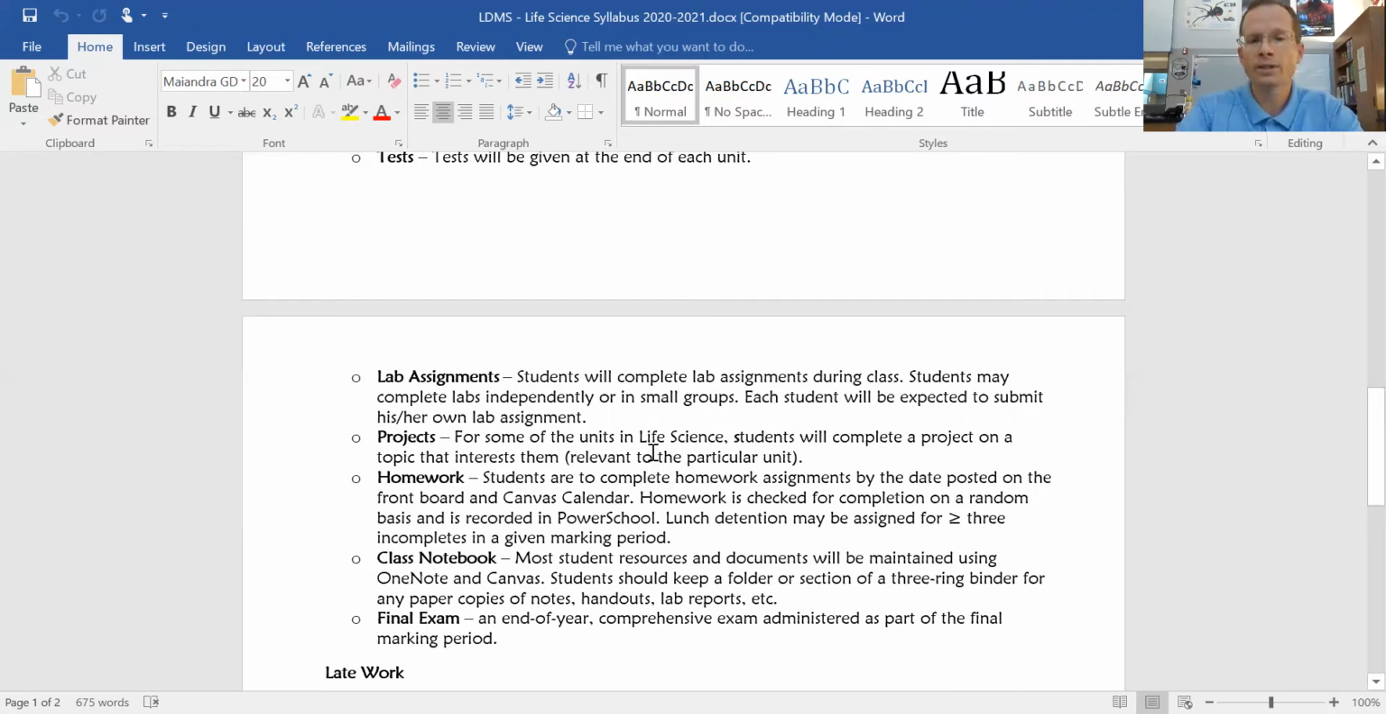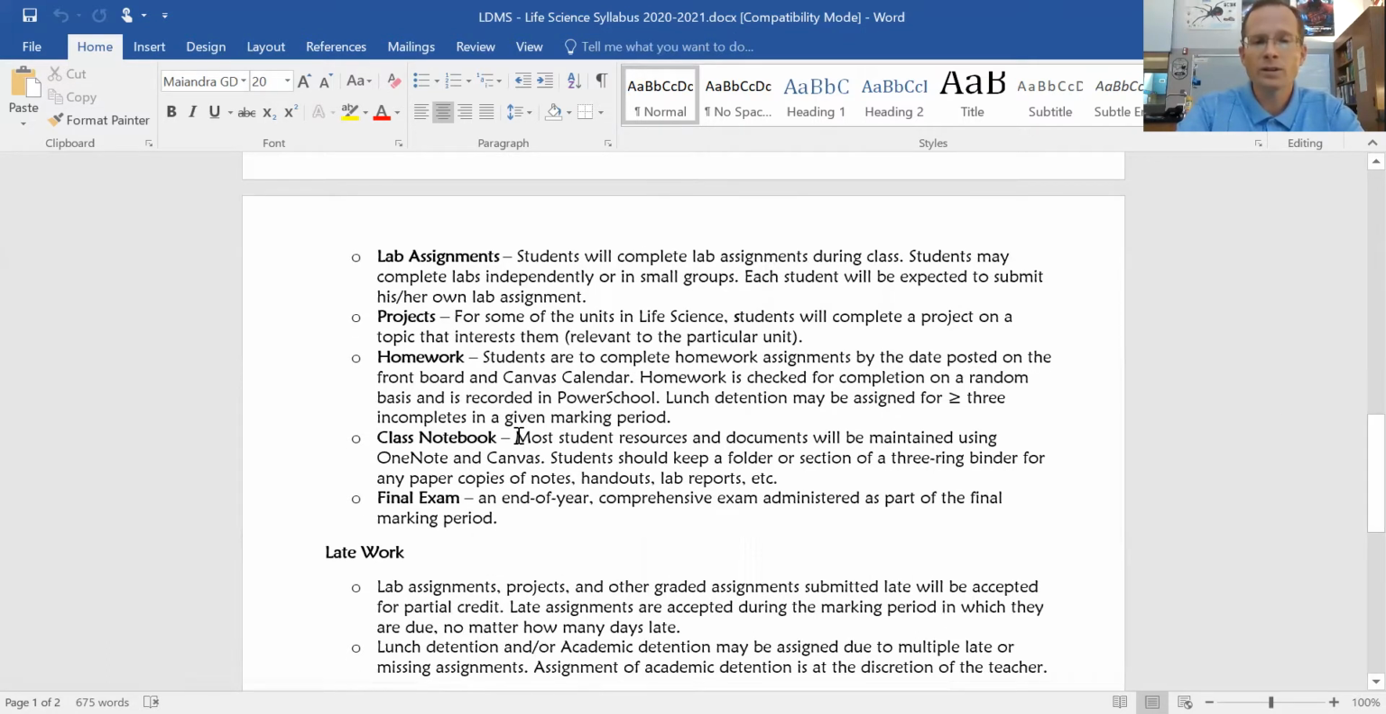Projects, one of the really fun ones in life science, is that students will get to research as we go through the different units a topic that they're interested in, answer a question that's of interest to them, and share those. There will be some homework, which I will look at sometimes. Usually that grade is just, did they do it? Did they not do it? And that's in PowerSchool so that the parents can see, is my child doing their homework? Again, most of this year's documents are going to be in OneNote online, and that's all linked into Canvas. So Canvas is their number one platform.